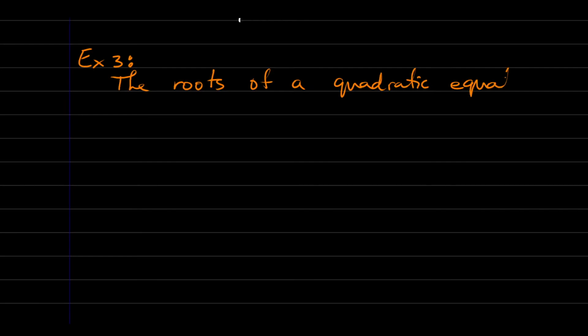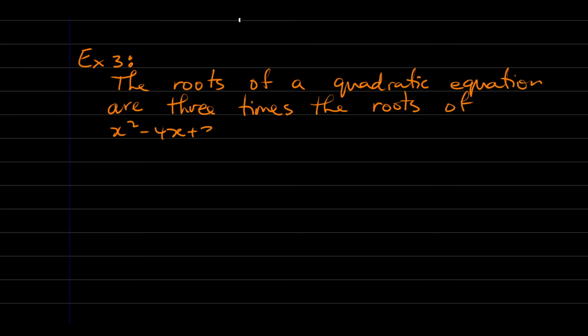Right? Example 3. So in example 3, we have the roots of a quadratic equation that are 3 times the roots of x squared minus 4x plus 3 equals 0.